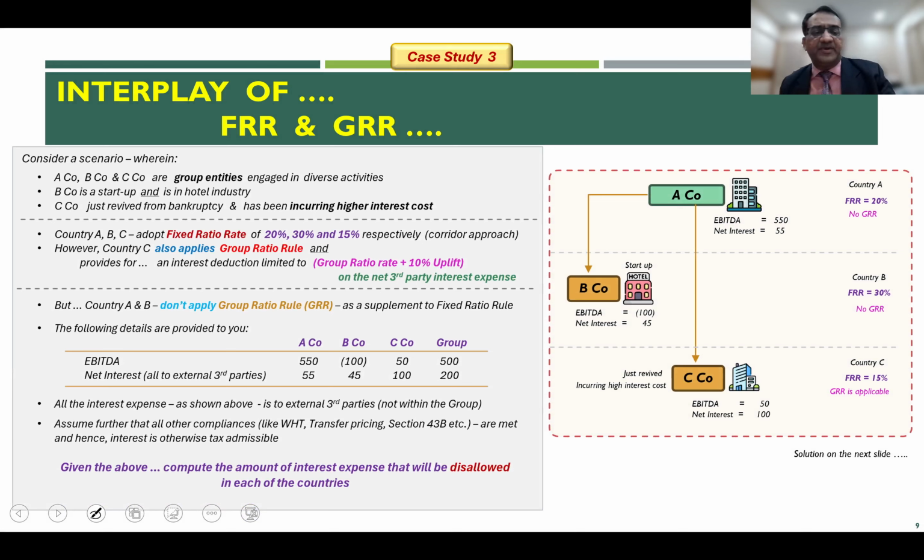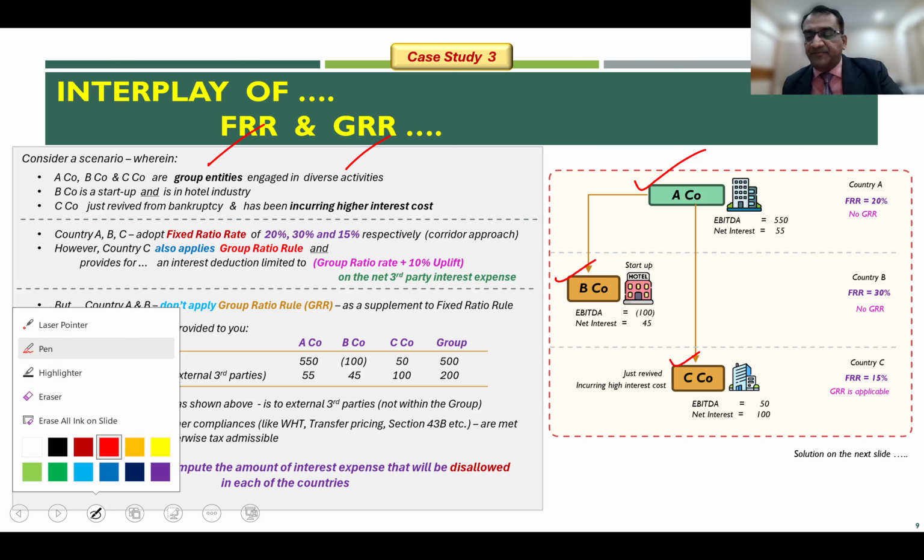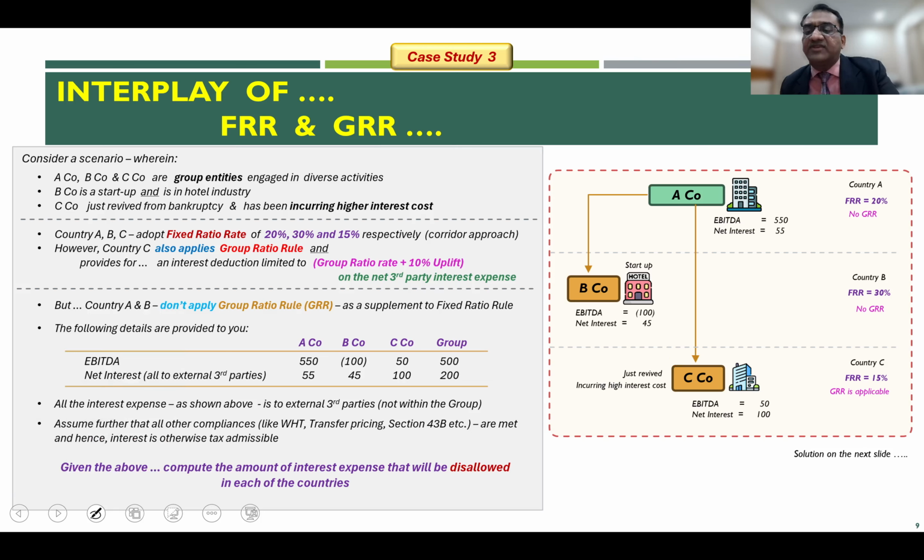Here you have three companies, ECO, BECO, SECO. They are group companies engaged in various activities. BECO is a startup and is in the hotel industry. Whereas SECO just got revived from bankruptcy and is incurring very high interest cost, relatively speaking, compared to the other entities.